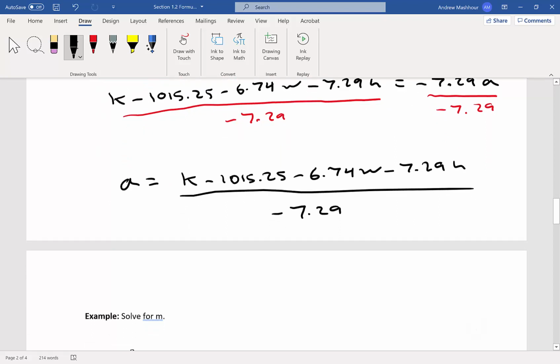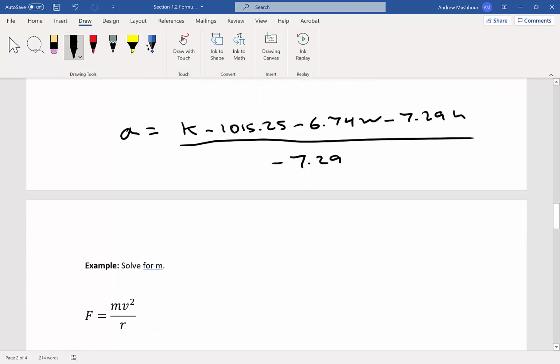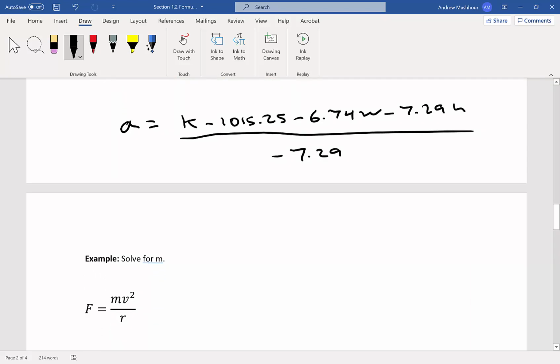Let's take a look at another example. For this one, solve for M, and we have F is equal to mv squared divided by R.